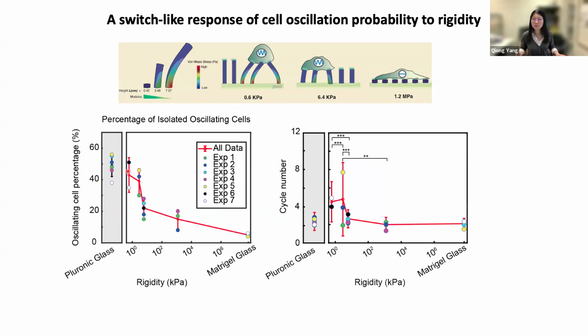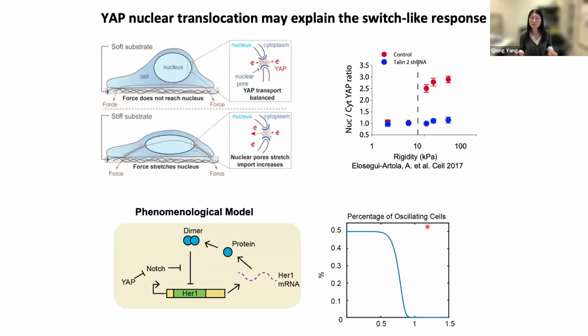And essentially, the cells maintain a high oscillatory percentage on a soft surface. And at some point, at about 10 kPa, an order of magnitude, they start to switch off and present a low oscillation ability comparable to matrigel glass. The cycle number shows a similar behavior. So that makes us interested in what might cause this behavior. Although it's still an open question, I think our lab is still trying to explore more in this direction.